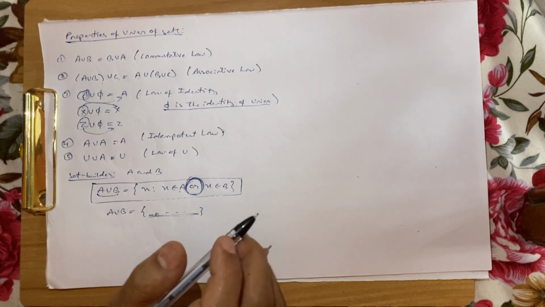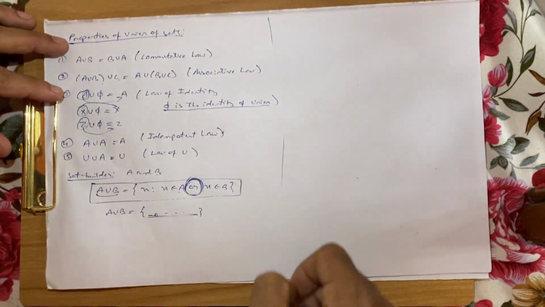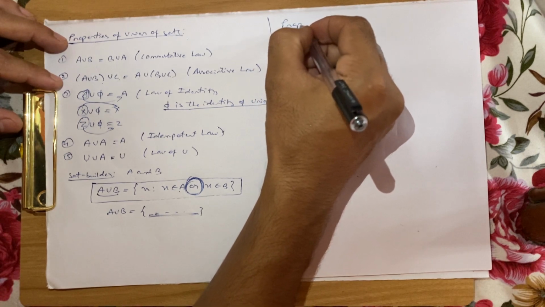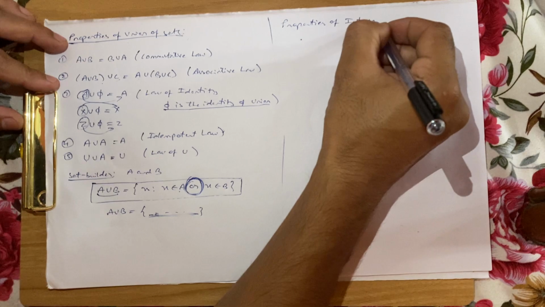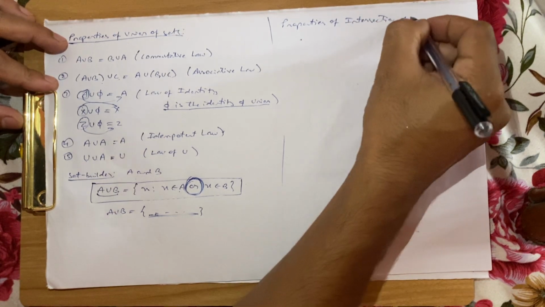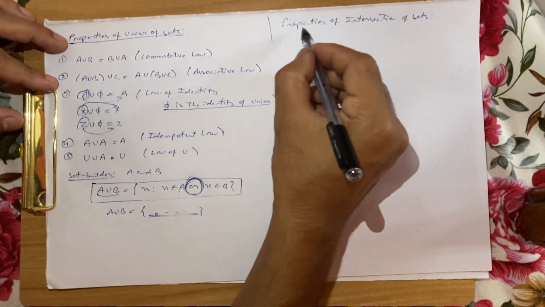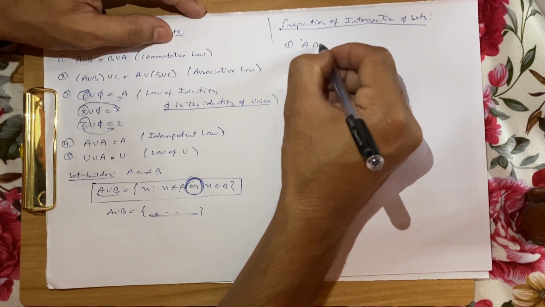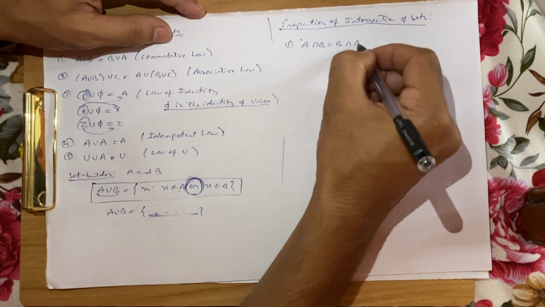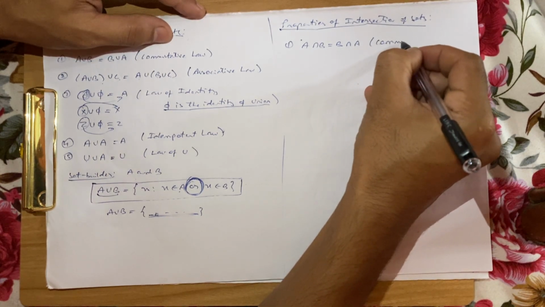Okay, now let's talk about the properties of intersection of sets. The first property is A intersection B is equal to B intersection A. This is the commutative law.